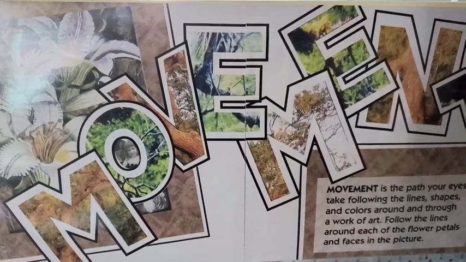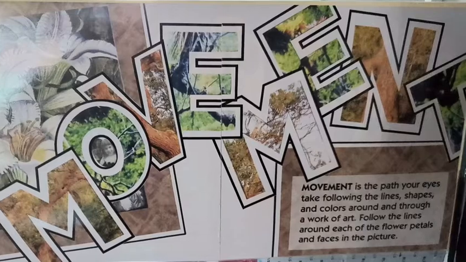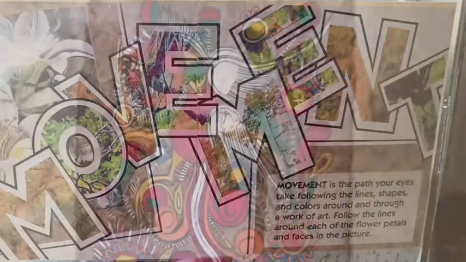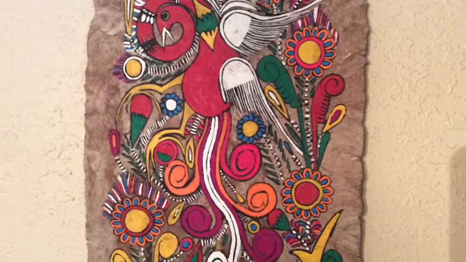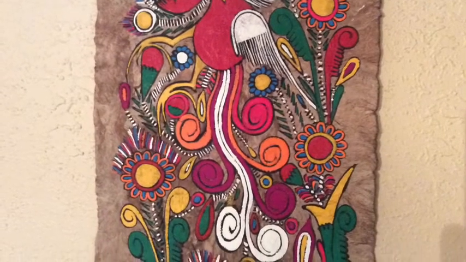Movement. Movement is the path your eyes take following the lines, shapes, and colors around and through a work of art. The eye definitely moves around this Mexican bark painting. Look at all those interesting shapes, lines, and colors.